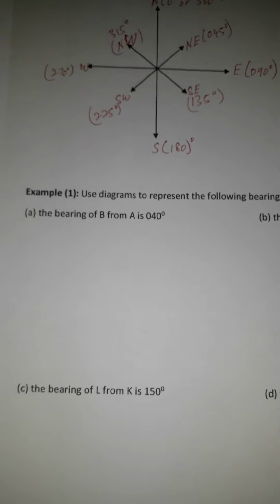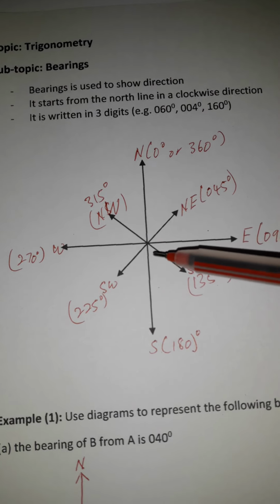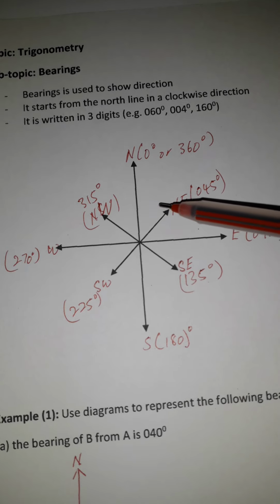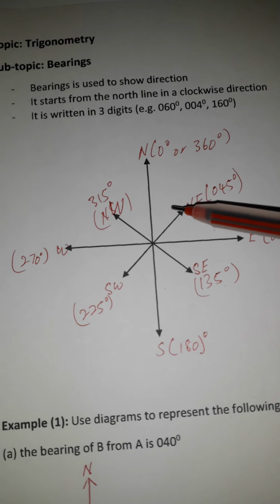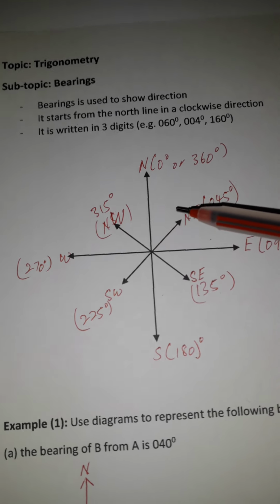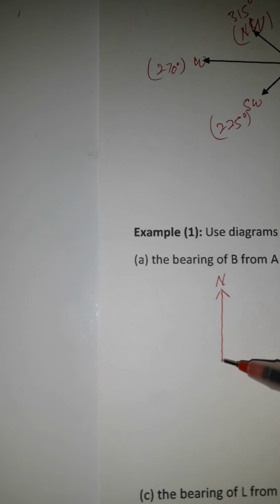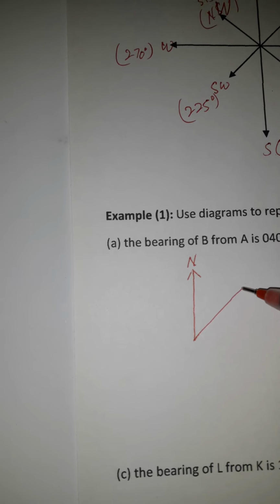We should use a ruler, but let me see if I can draw it without using a ruler. Good, so this is our north line. The north line should always be perpendicular. So the bearing of B from A is 40 degrees. Looking at our diagram, we know that this here is 45 degrees. So 40 degrees will be a little above here. We don't have to be accurate, so we just make a good sketch, or a good estimation of it. So let's say 40 degrees might be around here. This can be about 40 degrees.